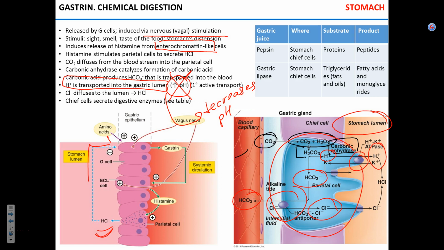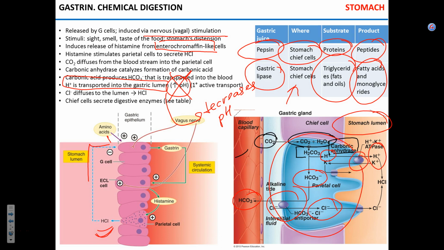Enzymes. There are two. Pepsin, as we figured. Produced by chief cells. Substrate for this enzyme are proteins. And the product of the enzymatic reactions are peptides. So proteins being broken into smaller pieces. And the second enzyme is gastric lipase, produced by the same chief cells. The substrate is triglycerides, butter, vegetable oils, and the products are fatty acids and monoglycerides. That makes sense? We're good?